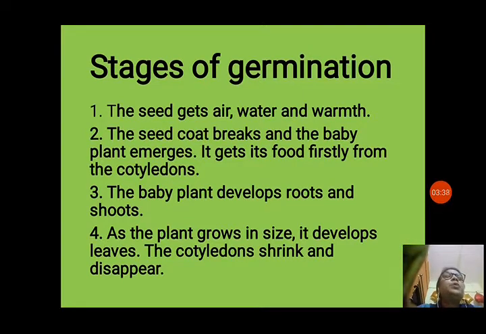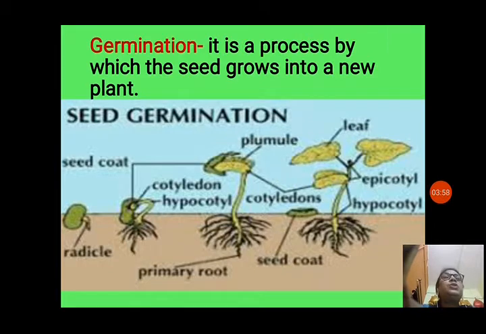When the baby plant grows, it takes the food from the cotyledons or seed leaves. Now next, the baby plant develops roots and shoots. Fourth, as the plant grows in size, it develops leaves. After developing leaves, the cotyledons shrink and disappear. So these are the stages of germination. You have seen in the previous picture that I have shown you. You can see step by step.